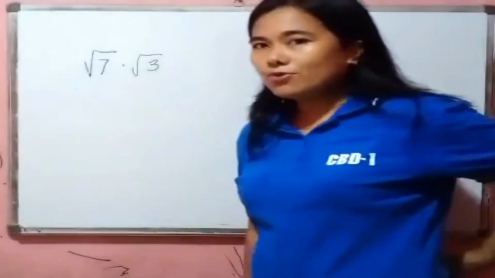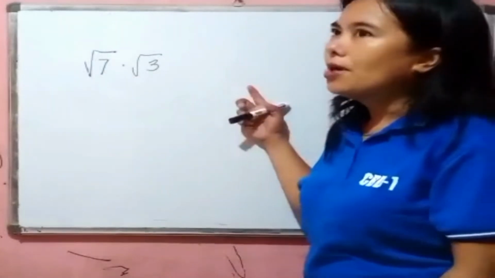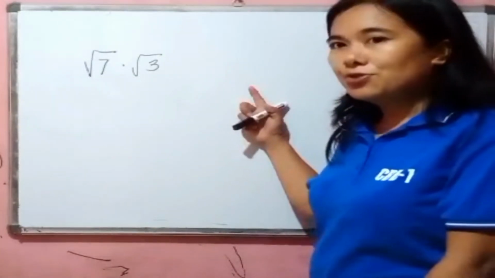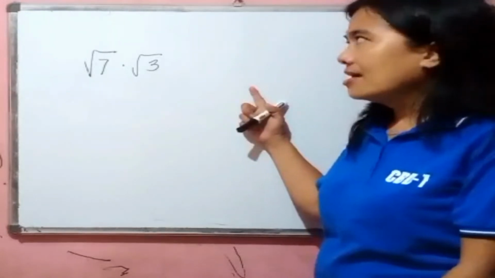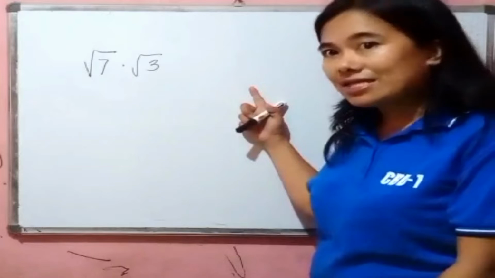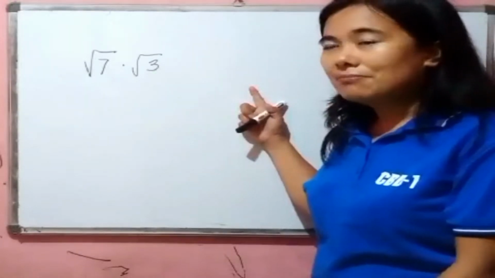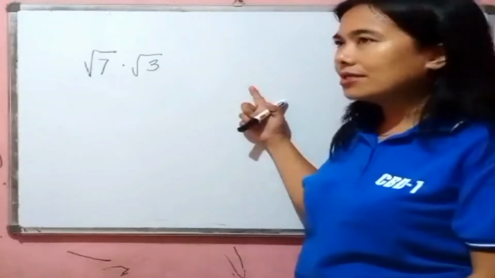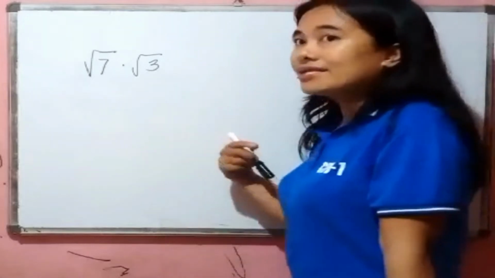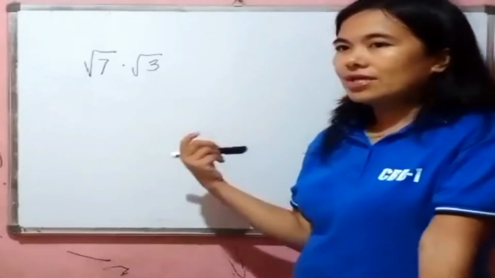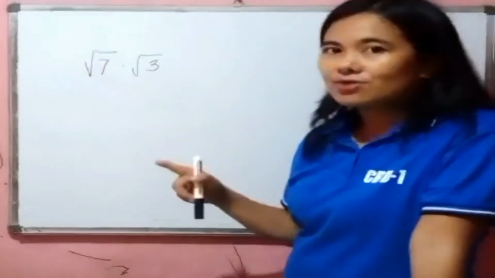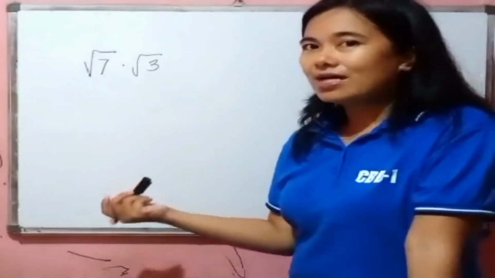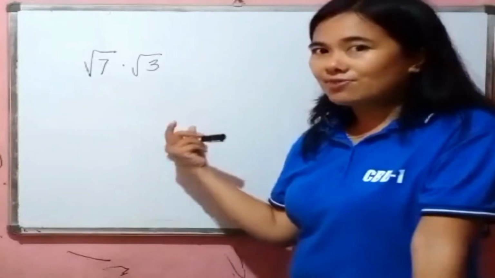Alright, so how do we multiply this one? Remember that the general rule for multiplication of radicals is that they should have the same index bago mo sila pwedeng ma-multiply. Okay? You cannot multiply right away those radicals with different indices. So, since same naman sila ng index, proceed ka na. Ano yung kailangan mong i-multiply? Yung radicals mo lang. Okay?